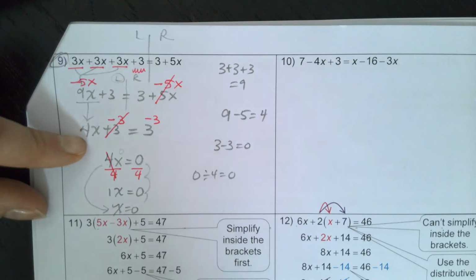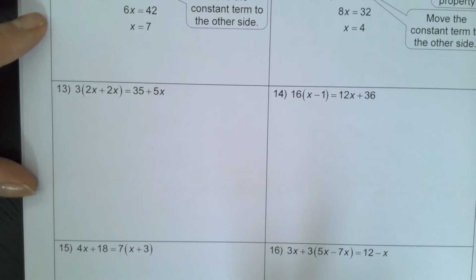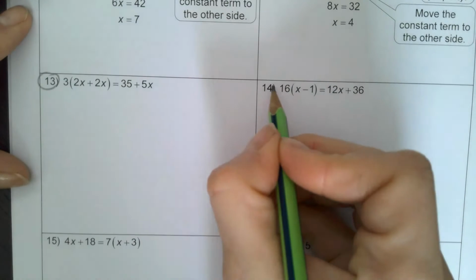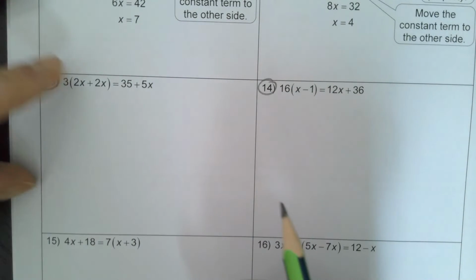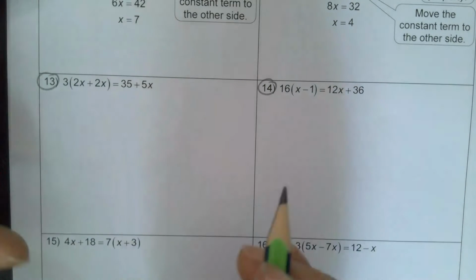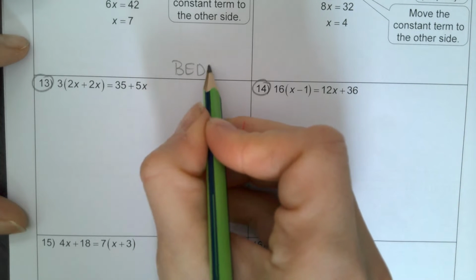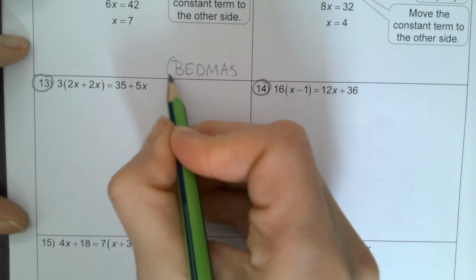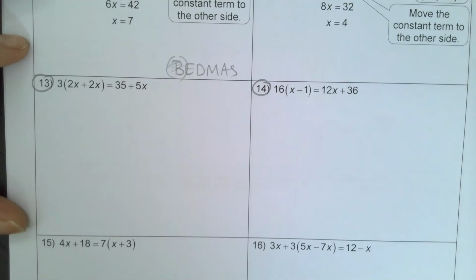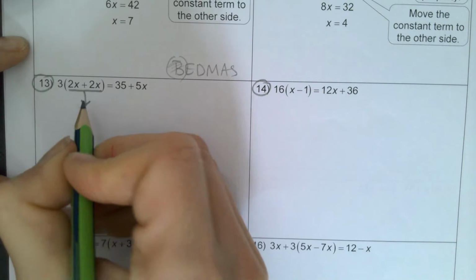Okay. So now we're going to do questions 13 and 14. Now we have brackets. It's getting a little bit more complicated. So what we have to do is put up our BEDMAS rules. So B stands for brackets. We have to do inside our brackets. Okay, here, let's do that first.